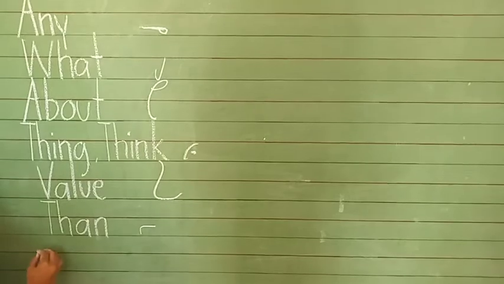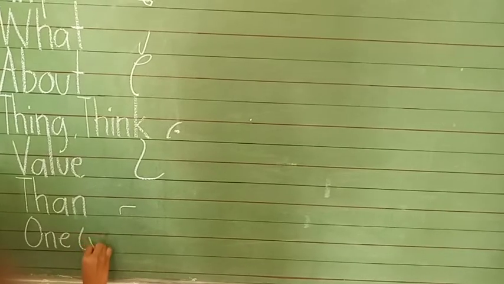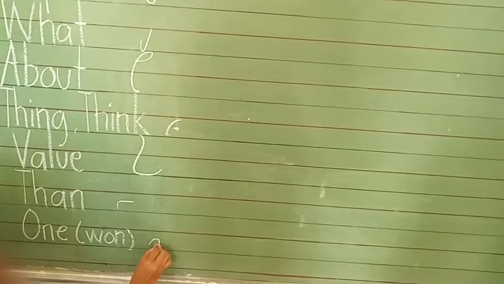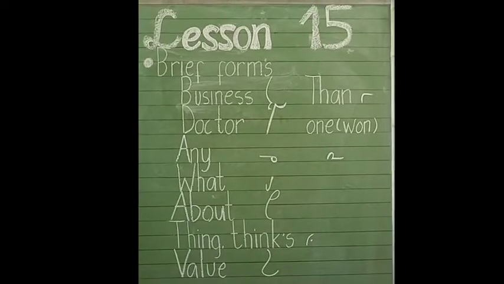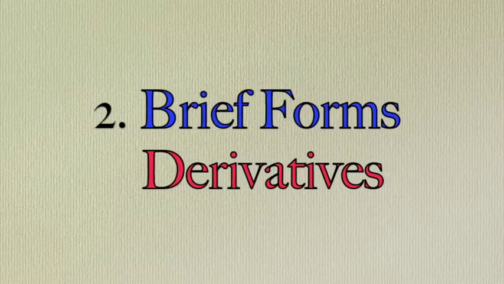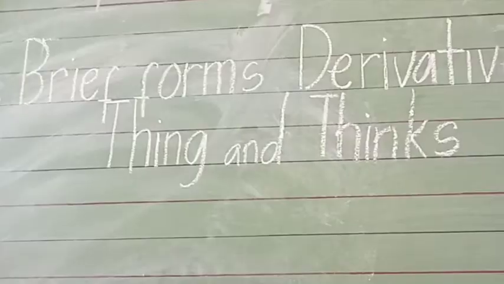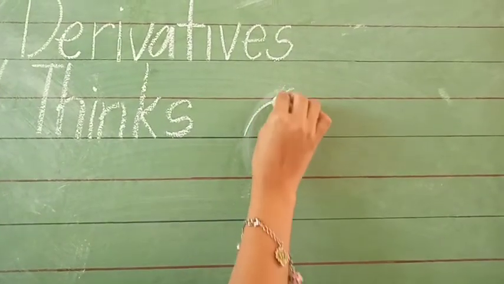Next is one or won, represented by OO and N. These are, under principle number 1, the 9 brief forms. Under principle number 2, brief forms derivatives. Example, things and thinks over ITH with left S.